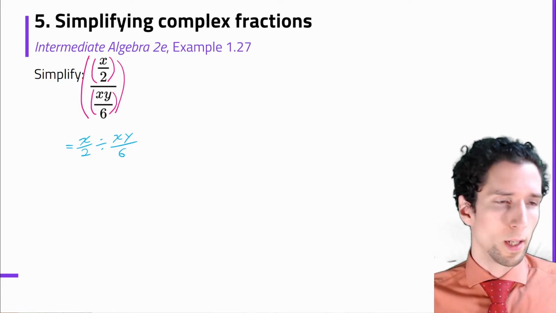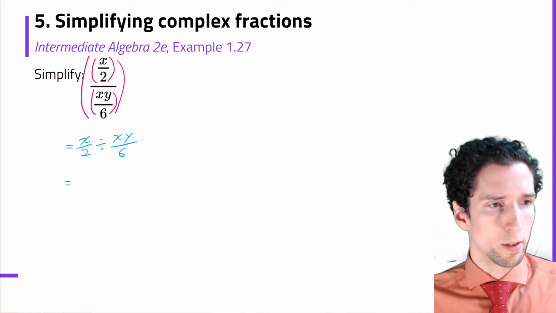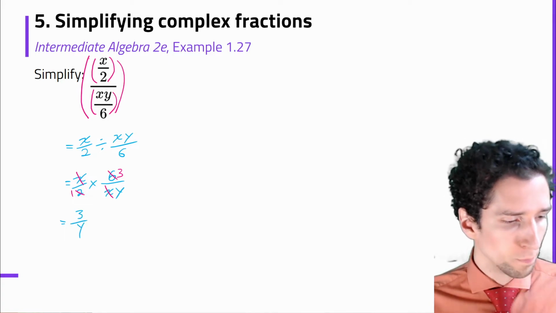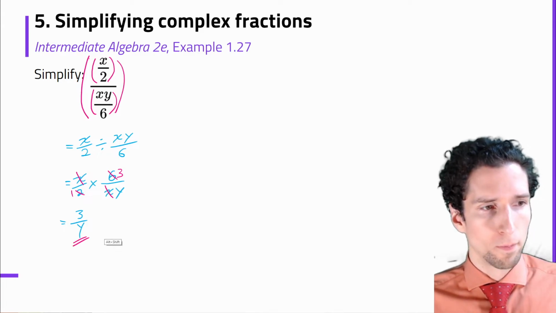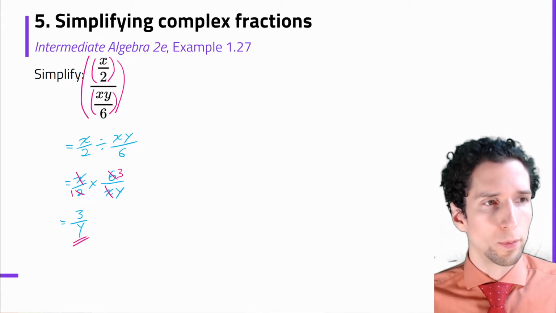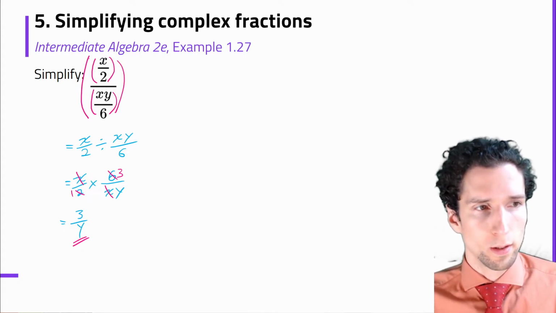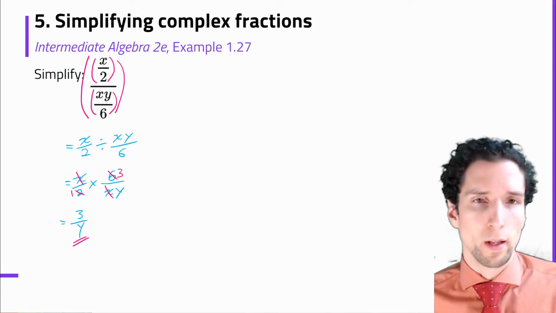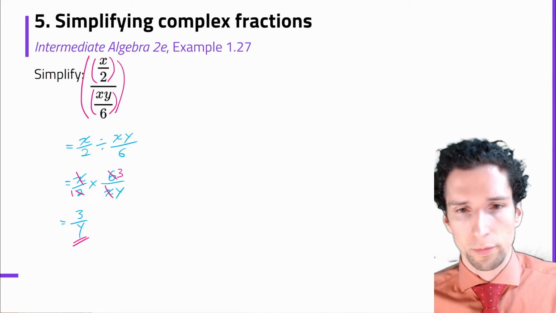So then it's the exact same thing that we just had. Invert x over 2 and multiply by 6 over xy. The x's are going to cancel out, 6 is going to turn into a 3, 2 is turning into a 1. So that is 3 over y, and that's as simple as it's going to get. So there, solved. If it's a big, crazy looking fraction, just rewrite it in a way that makes it easier to think about, and then it'll be easier to solve.